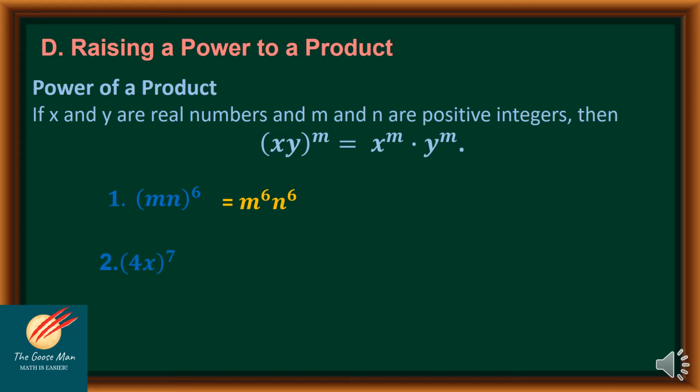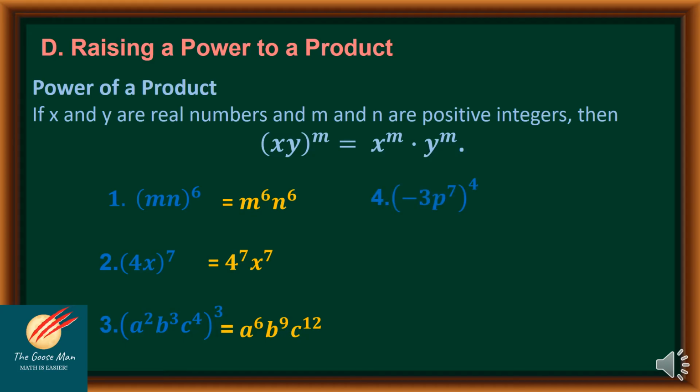Next, 4 times x raised to 7. Again, distribute 7 as exponent. So I have 4 raised to 7, x raised to 7. Another example, if I have here a squared b cubed times c to the 4th power raised to 3, I'll distribute 3. So I have here 3 times 2 will give me 6. 3 times 3 will give me 9. 3 times 4 will give us 12. So therefore, I have the product as a to the 6, b to the 9, and c to the 12th power.